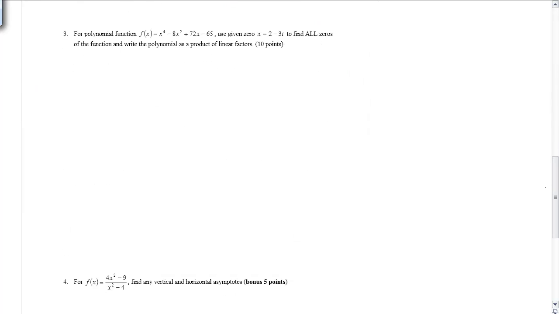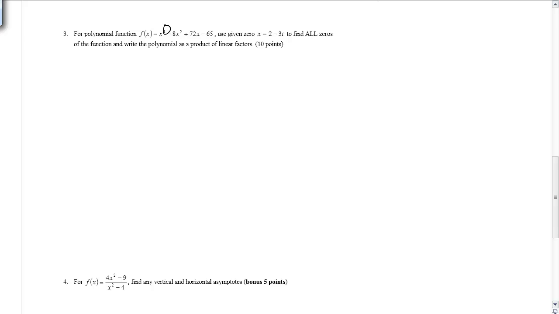Next problem, for this polynomial function, this is a 4th degree polynomial function, and we have one given zero, and we need to find all zeros, and we need to write the polynomial as a product of linear factors. Now, this is a 4th degree polynomial function, which means that overall there should be 4 zeros. They could be complex, they could be repeated, but it will be exactly 4.